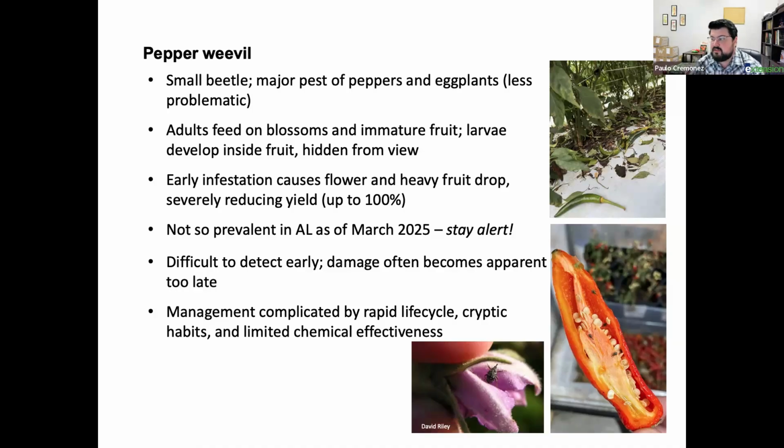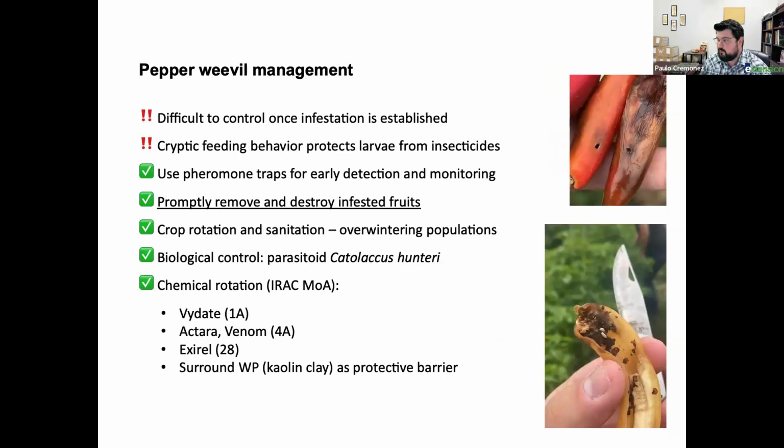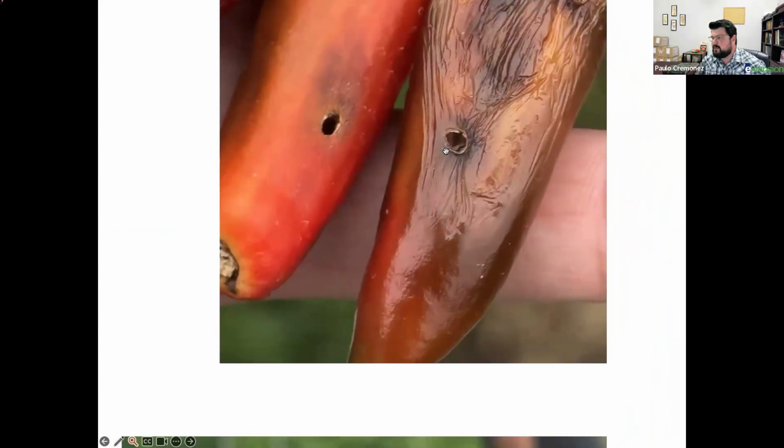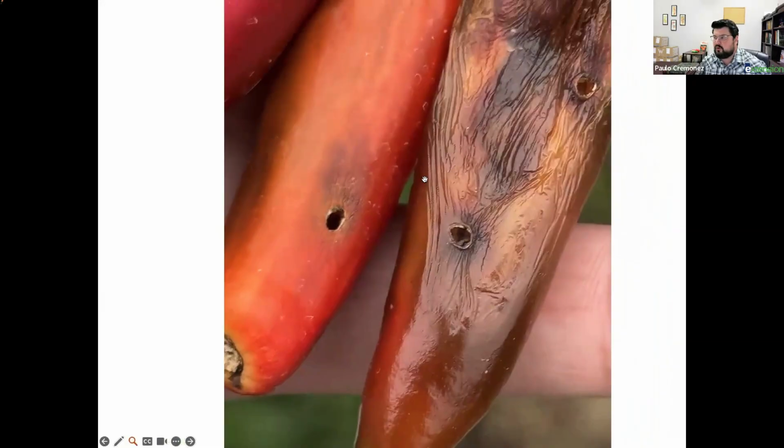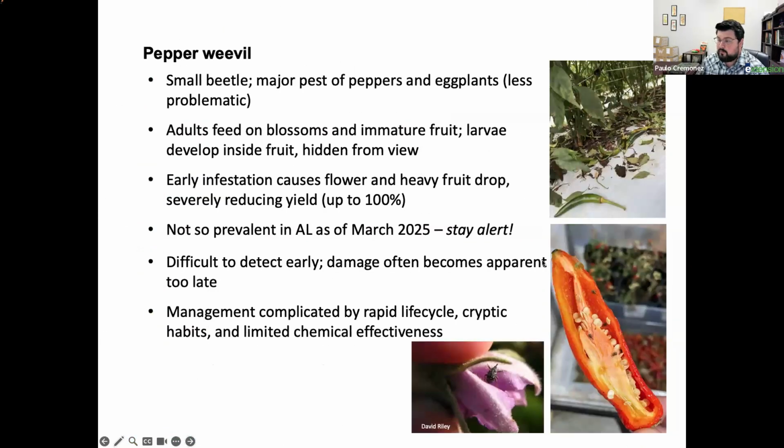The adults feed on the blossoms and immature fruits. They prefer the very small buttons, very small pods of the peppers, and they will absolutely destroy them. They absolutely will make a huge fruit loss. The larvae develop inside the fruit and it's hidden from view. Sometimes you can find a small hole in the fruit. I think I have a picture right here, but sometimes maybe it's too late. This is what you will find on the dropped fruit.